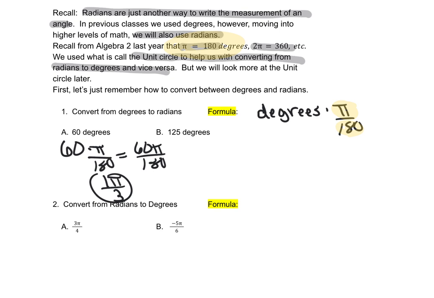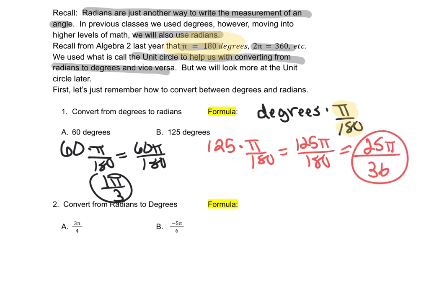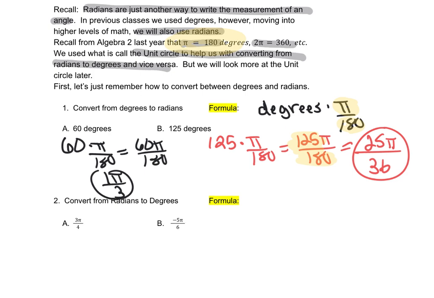Okay, same thing with the 125 degrees here. We would take 125, multiply it by pi over 180, and we would end up at 125 pi over 180, which would simplify to 25 pi over 36. When you're simplifying in your calculator, just remember if you want to simplify 25 over 180, you can put that in your calculator and use your math button to simplify it, and then you just leave that pi there on the end.